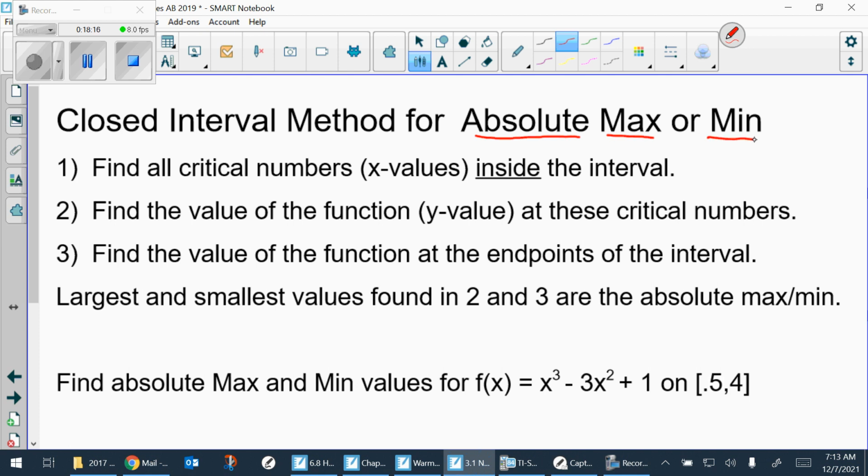Step 1 is to find the critical values. We referred to that on slide 1. Vocabulary word. Where does the derivative equal 0? Or possibly, where does the derivative not exist? So we're going to find those critical X values. Step 2 is to find the value of the function. Now we want to find the Y values at these critical X values.